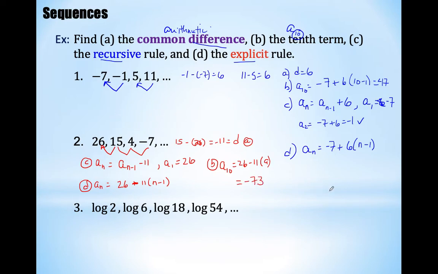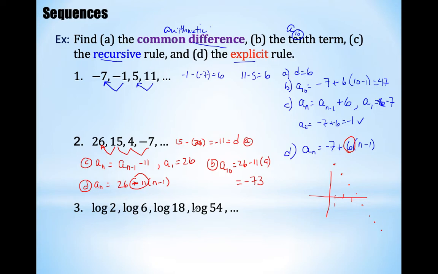And again, picture what this graph looks like. So this graph starts this time up here at 26 and decreases every time by 11, right? Again, a linear pattern. Arithmetic sequences are linear in pattern, either with a positive slope or a negative slope.